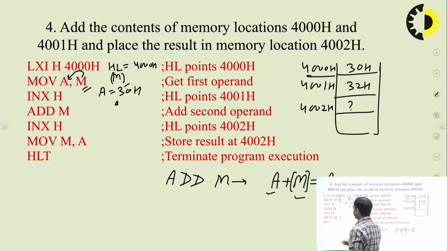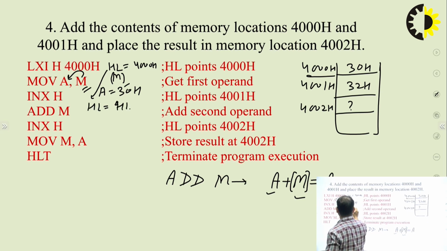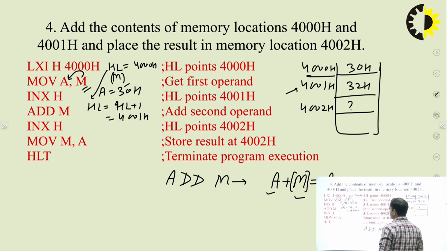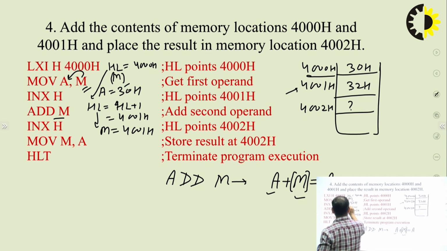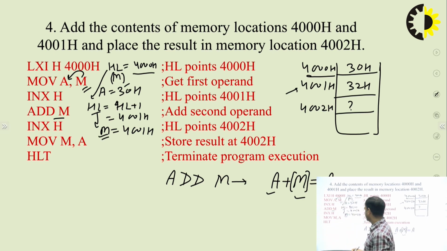Then INX H means increment the HL pair. When we increment the HL pair, it becomes HL pair plus 1. So this value will be 4001H. We have incremented this number. Then ADD M. At this point the HL pair value is 4001H. Previously it was 4000H, and now the HL pair is incremented by 1, so the value of M will become 4001H.